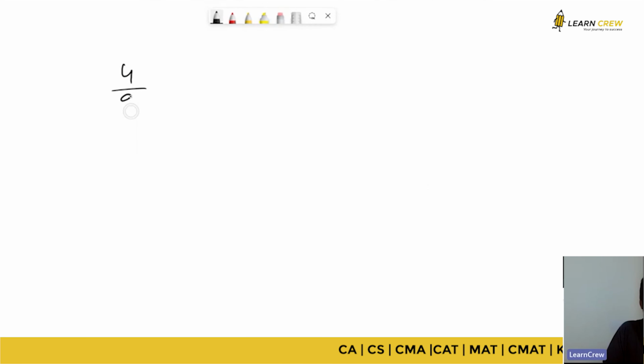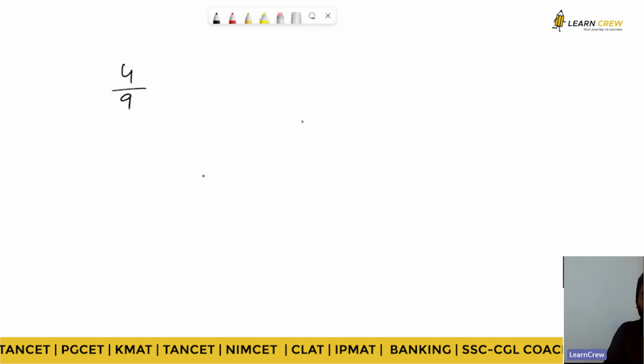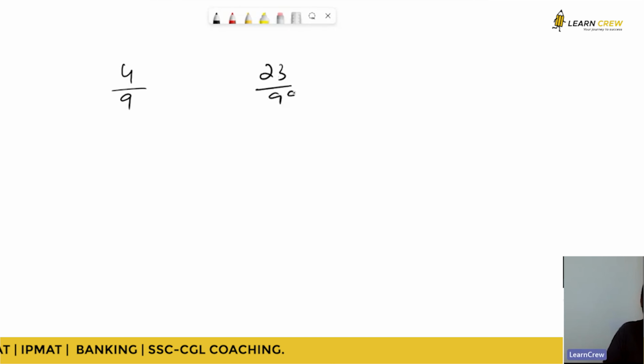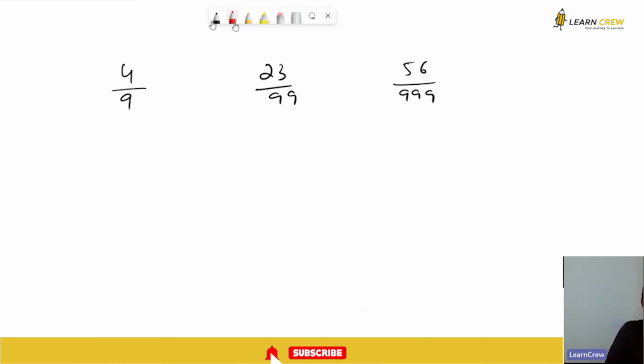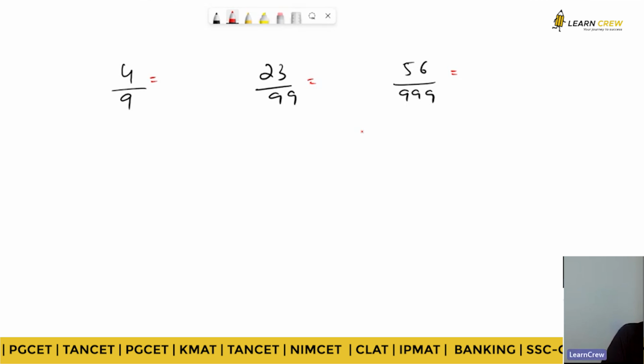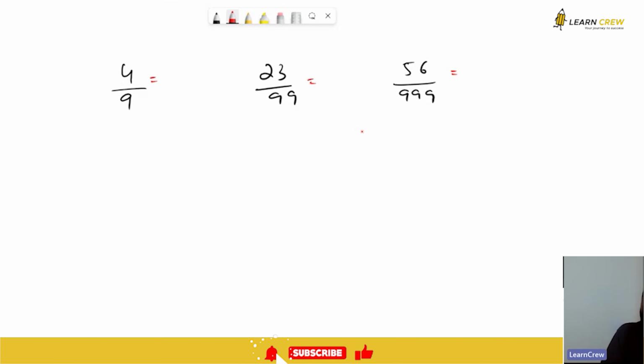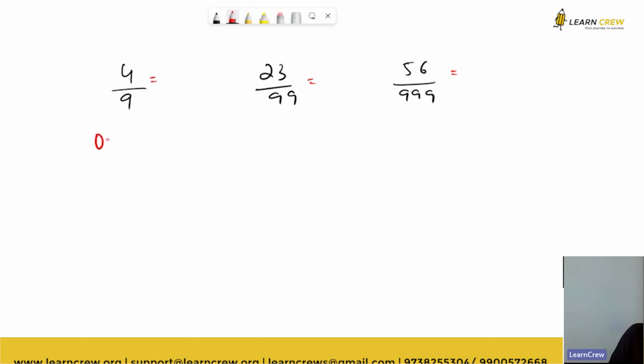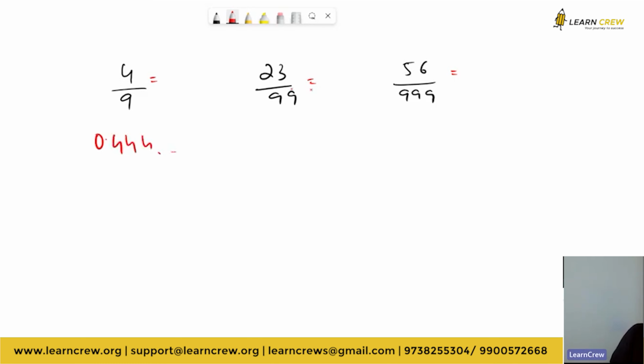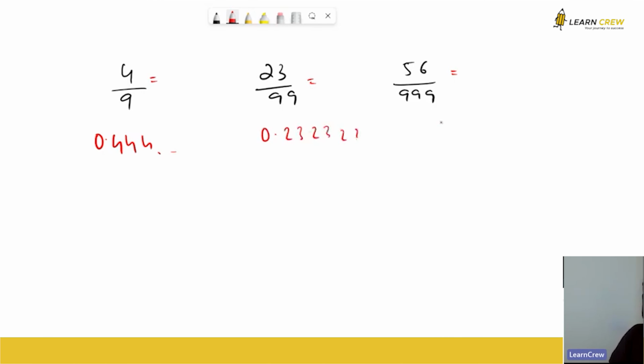Now, if I want to divide a number by 9, or by 99, or by 999, what's the answer for this? See here, what is 1 divided by 9? It is 0.11111. So 0.1111 into 4 becomes 0.4444, it keeps on. This one becomes 0.232323, keeps on repeating.